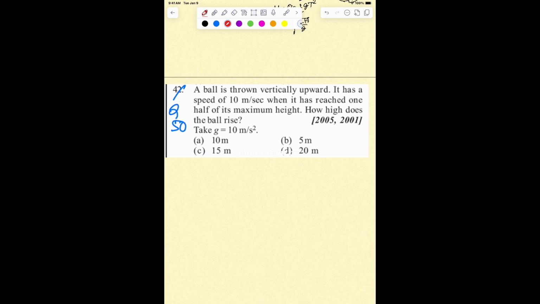Ball is thrown vertically upward. It has a speed of 10 meter per second when reached one half of its maximum height. How high does the ball rise?